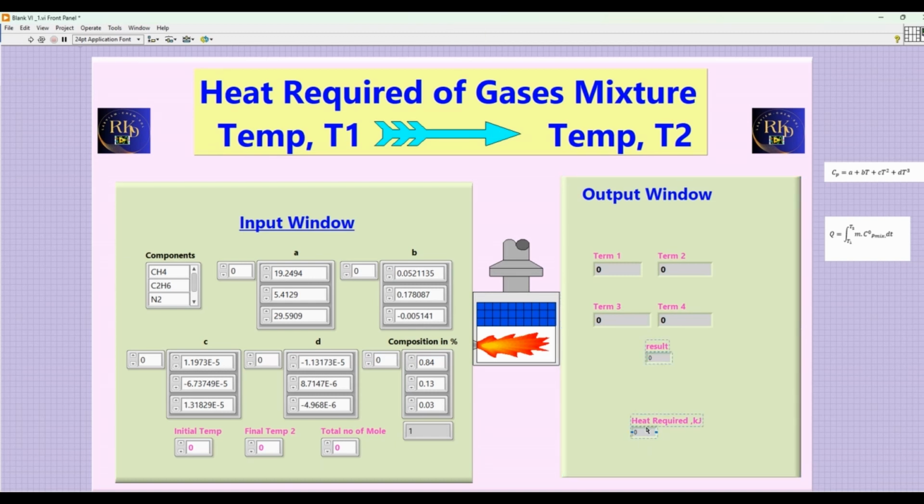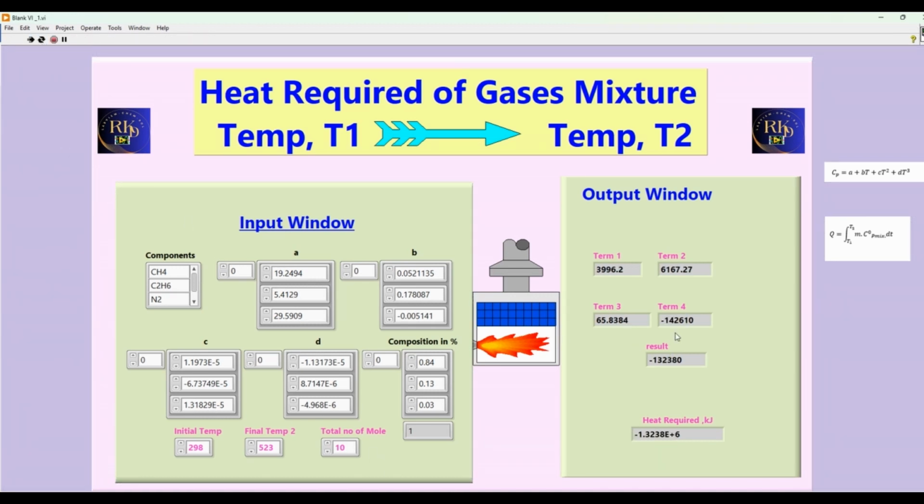Okay, so now simply I'll take the temperature here. So the temperature is initially 298, and final is 528. Just from the example point of view, I'm taking total number of moles as 10. You can take anything, whatever is given in a problem, and I'll just run it. So here what we have seen, there is an issue in this data. So we have to check.